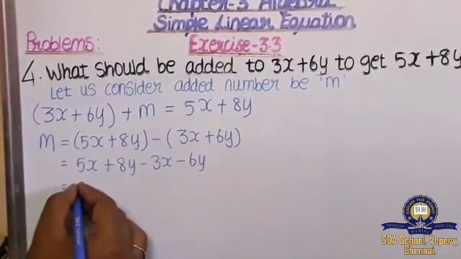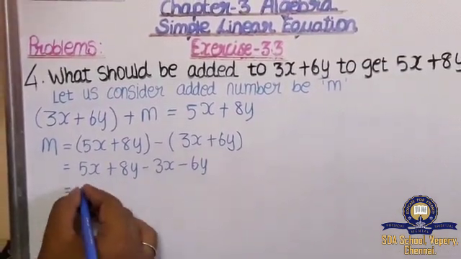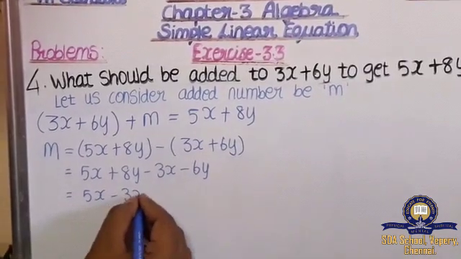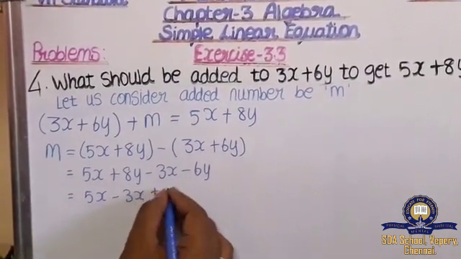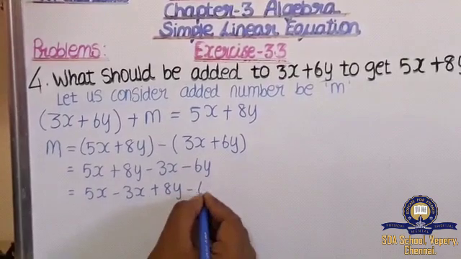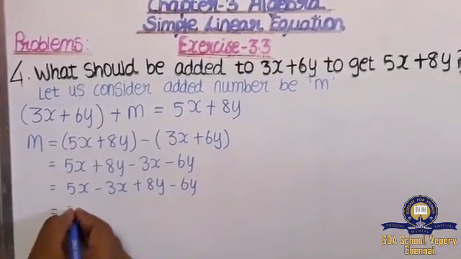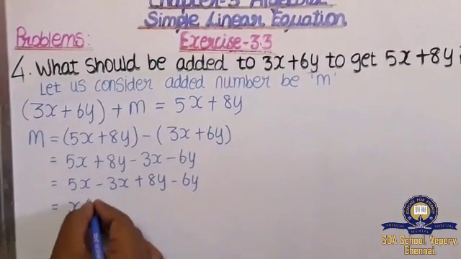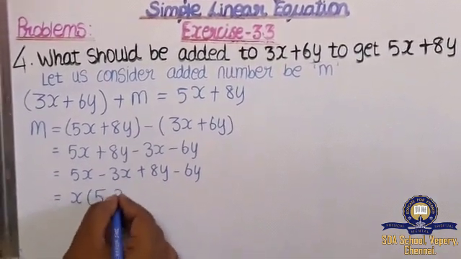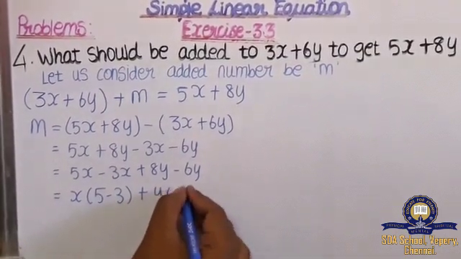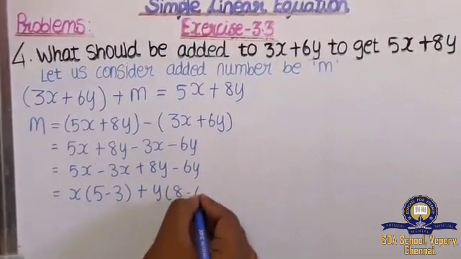Now we arrange x in the first and y in the second. So write the x value, 5x minus 3x. Now we write the y value, plus 8y minus 6y. Here take x as common, so the remaining is 5 minus 3. Now take y as common, so we write the remaining 8 minus 6.